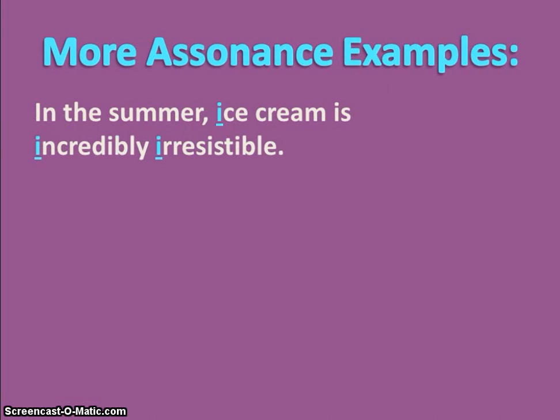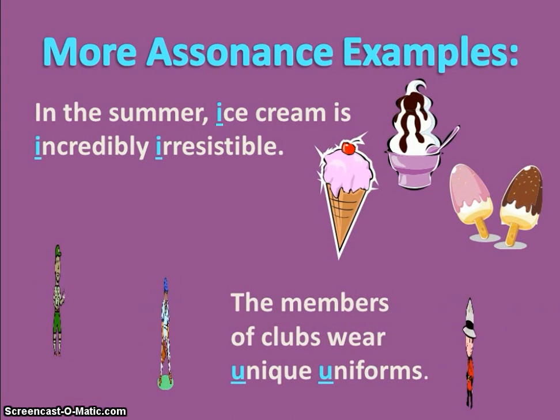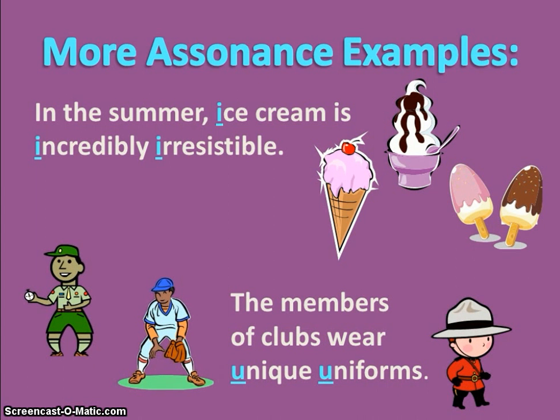In the summer, ice cream is incredibly irresistible. This sentence has the repeating I sound. The members of clubs wear unique uniforms. This sentence has the repeating U sound. Assonance is really easy. As long as you have 2 or more words in a sentence that begin with the same vowel sound, you've got assonance.